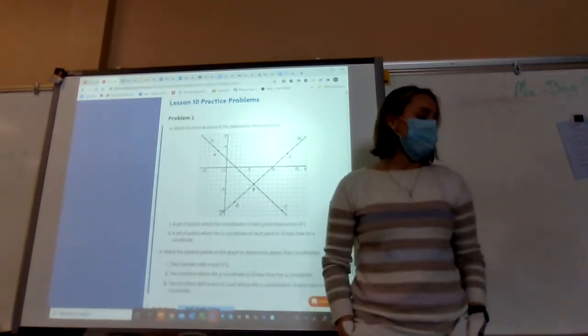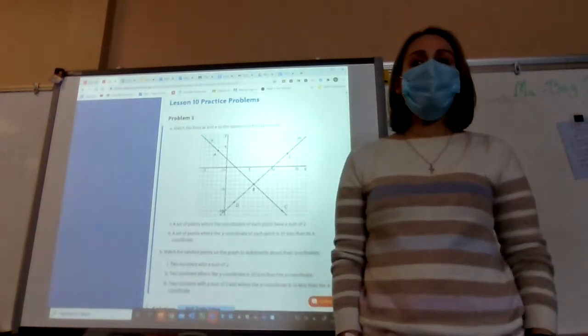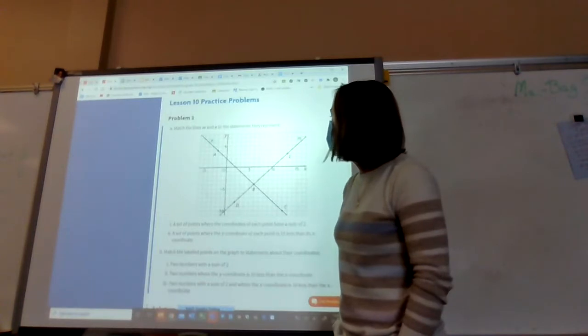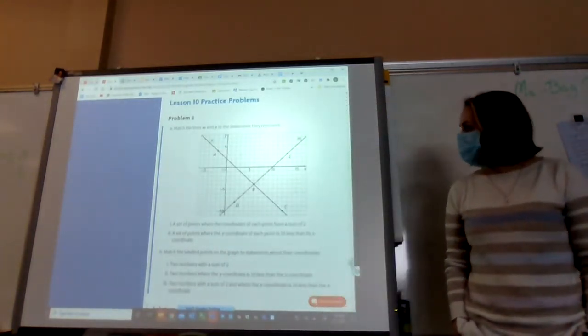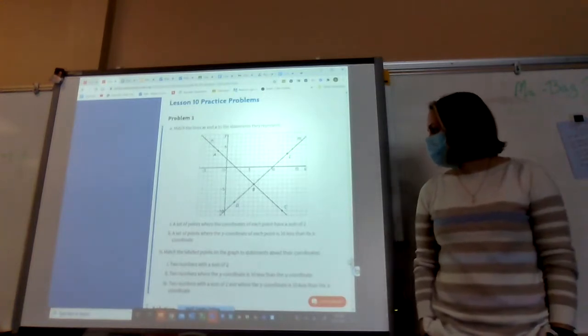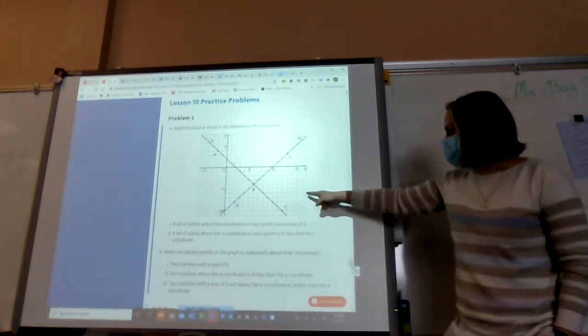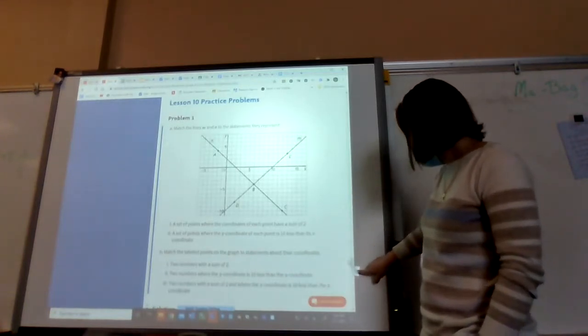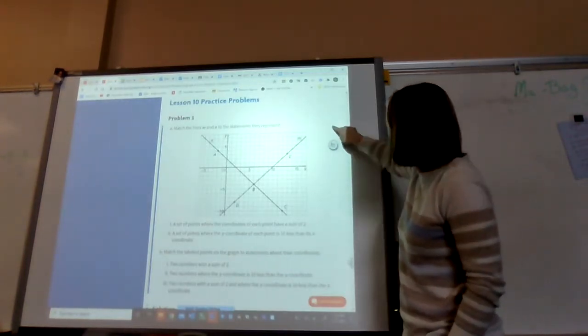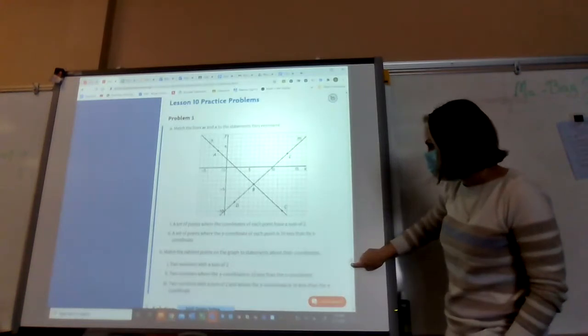Class, yes, we are going to go over the homework from lesson 10 for the practice problems. Some of this you guys did a couple days ago. We're just going to go over it. And we did this one together, right? Problem number 2 was confusing. Yeah, I didn't know how to do it.